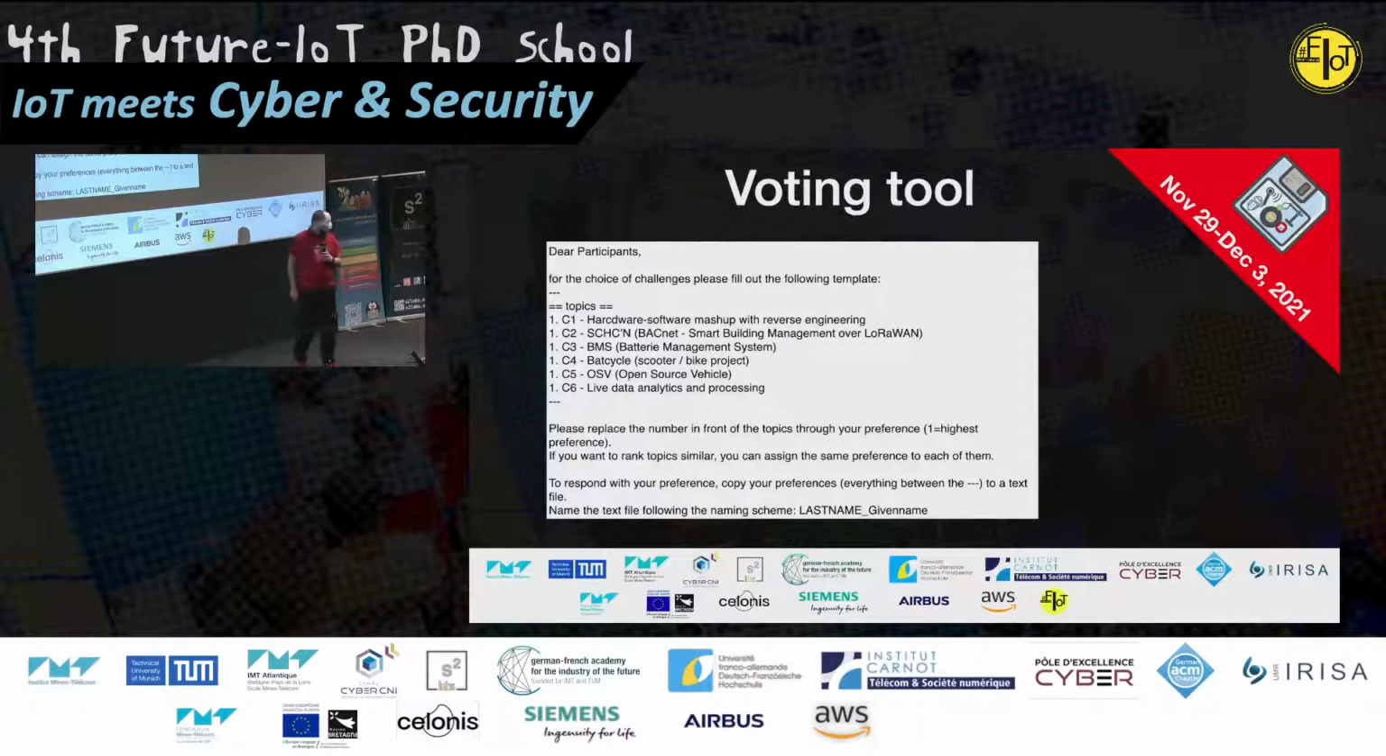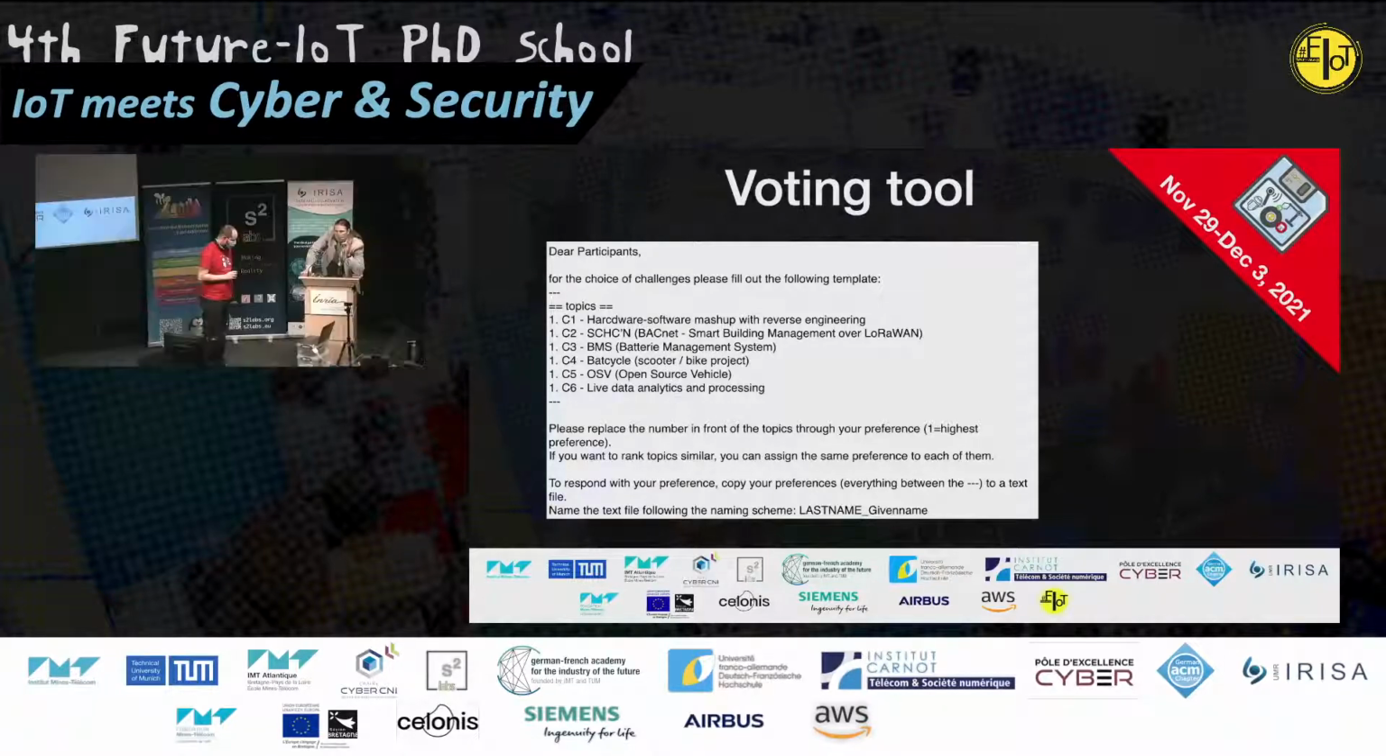So who understood how it works? Okay, 3 people, very good. So perfect. Maybe I say it also once again. So your task is to create an empty text file that is called last name underscore given name. Okay, first step. Second step, copy and paste this part with topics from the email Christian will send in a second. Copy it into the text file.